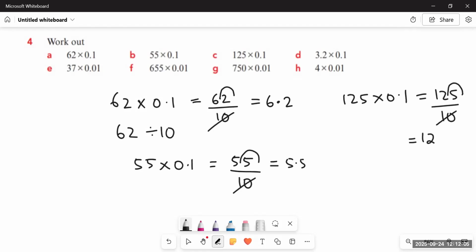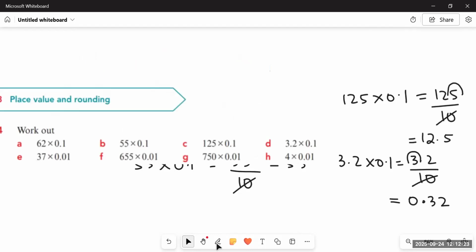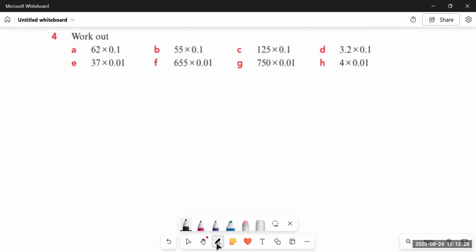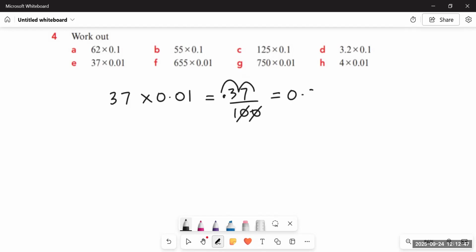Here it becomes 12.5. Similarly, 3.2 multiplied by 0.1 equals 3.2 upon 10. Cutting the zero, decimal will move one place backward. Here it becomes 0.32. That's all. How simple it is. If you have to multiply any number by 0.1, you actually have to divide it by 10. Same thing we are going to do with 37 multiplied by 0.01. If we multiply any number by 0.01, it's actually dividing the same number by 100. Now we'll cut the two zeros. Decimal will move two places backward, and it becomes 0.37.